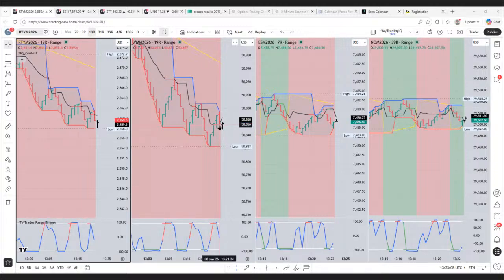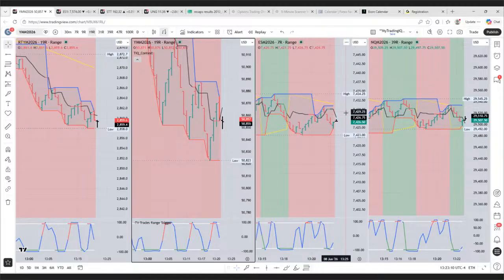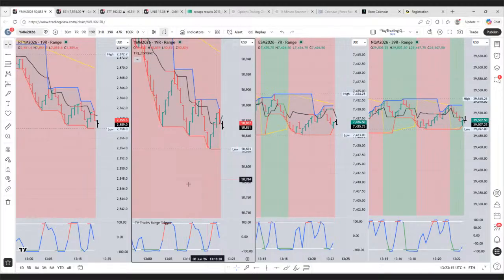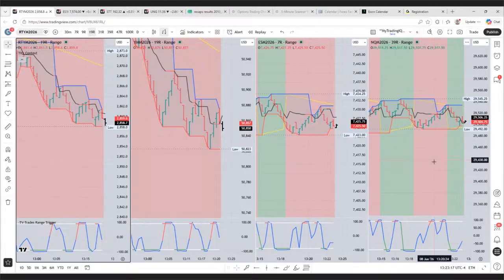That's not a trade there on the YM. It didn't hit the mid-band on the down close. Nothing there, nothing there, nothing there. Okay. So, day's range, they went all the way up to 140 today.